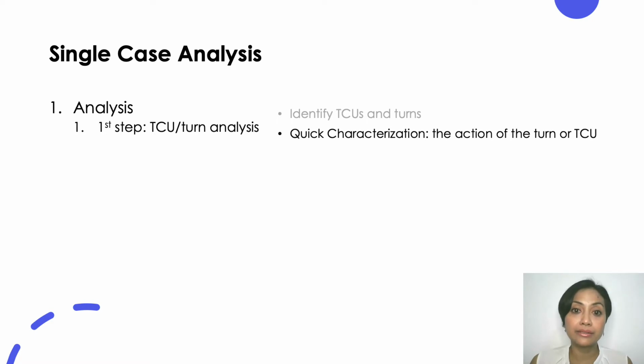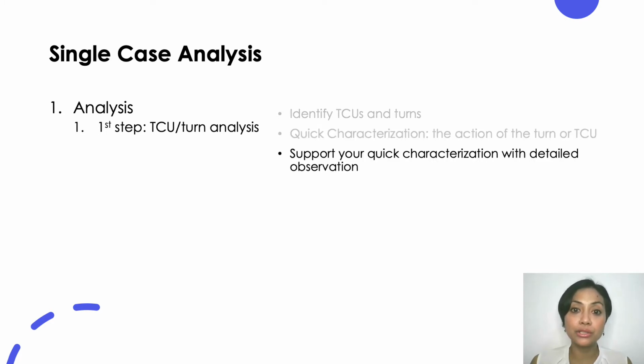Do a quick characterization. Quickly find an action that a turn or TCU is doing. Then support your characterization with your detailed observations of that turn or TCU. You look at how that particular TCU is structured and produced, the words used, the intonation, the syntactic structure, the information structure, etc. Calibrate your quick characterization so it fits your detailed observation and vice versa. A good turn characterization or action identification should be supported by your detailed observation.